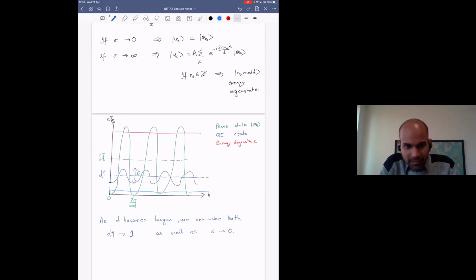Sorry, can you repeat what QI stands for? Oh, this is quasi with a capital I, quasi-ideal. So it's basically close to ideal.